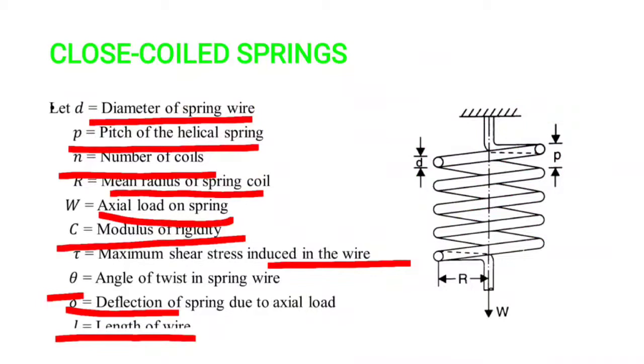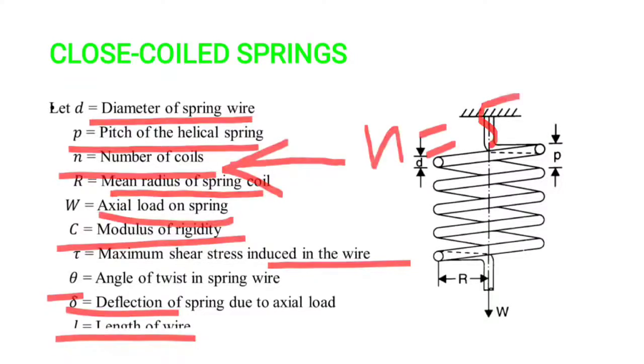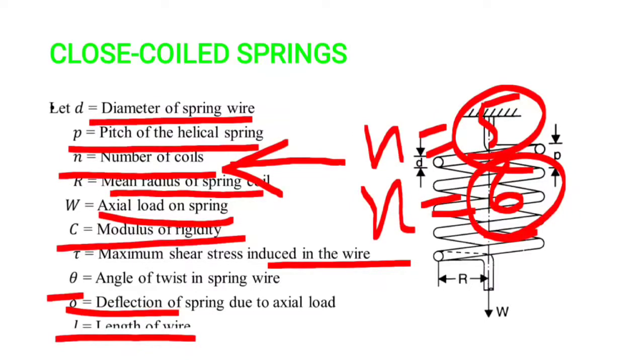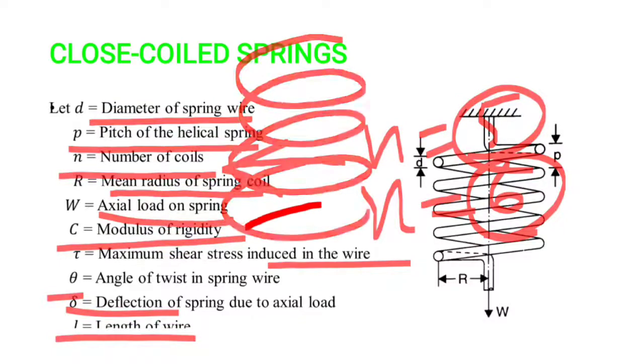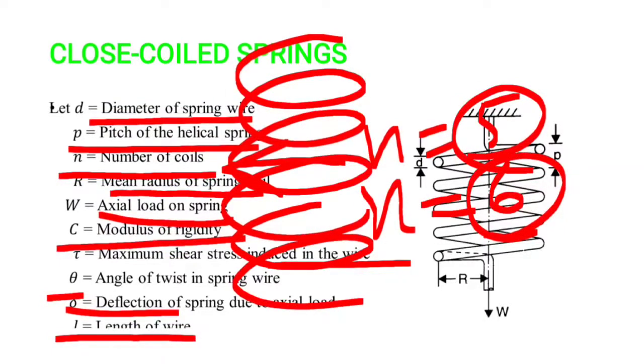number of coils. We can do an experiment on close coiled helical springs in the strength of materials laboratory. They give the N value as 5, and in some cases the N value is 6. We can count how many turns it has, and based on the turns we get the number of coils.